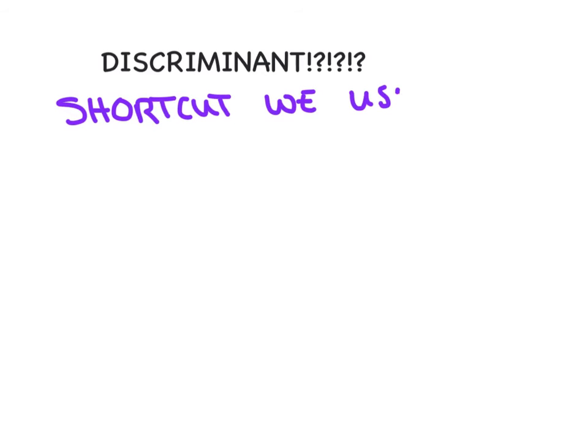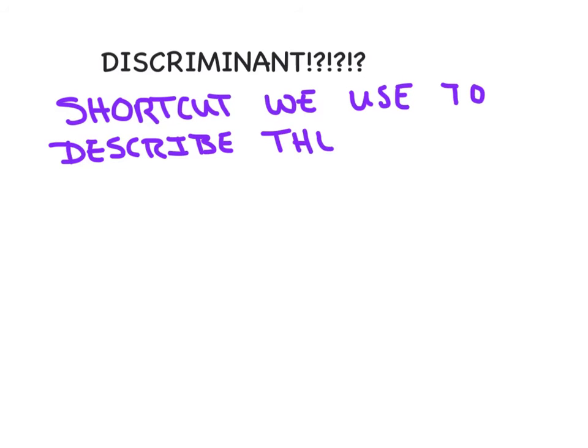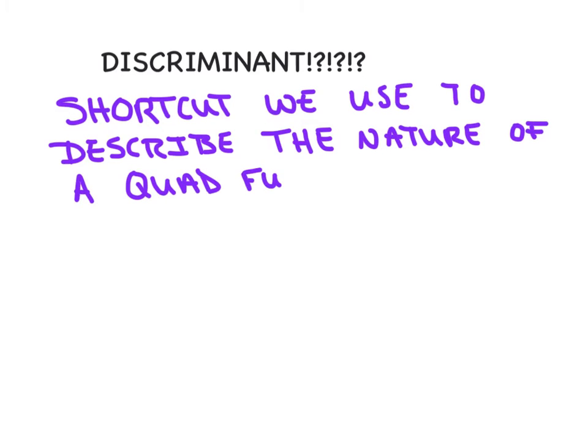We're going to finish tonight with this topic of the discriminant, and I want to first establish right off the bat why it's helpful to know the discriminant and why we want to be able to manipulate it and use it. And I'm going to define it this way. I'm going to say the discriminant is a shortcut we use to describe the nature of a quadratic function's roots.